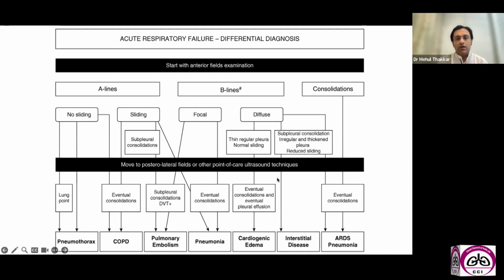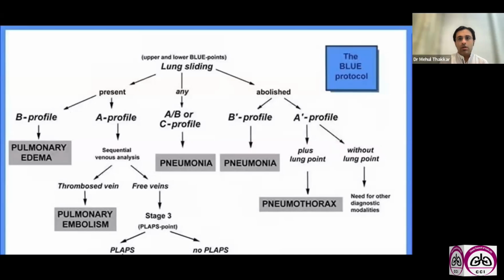If you see a diffuse one with thin regular pleura and normal sliding, you're probably looking at cardiogenic pulmonary edema. If you have a diffuse increase in B lines with subpleural consolidation, irregular and thickened pleura, and reduced sliding, you're probably looking at ARDS or an interstitial disease. This differentiation can sometimes be very helpful in patients where you're deciding whether it's a cardiogenic or a non-cardiogenic pulmonary edema. You have to see normal sliding versus reduced sliding. There is also something called the BLUE protocol, which can be used to differentiate between the various pathologies.